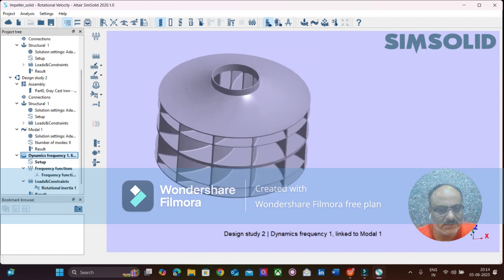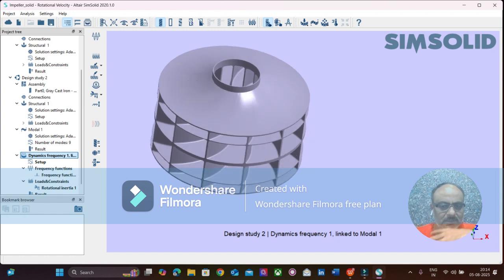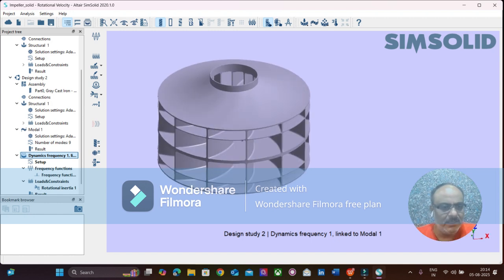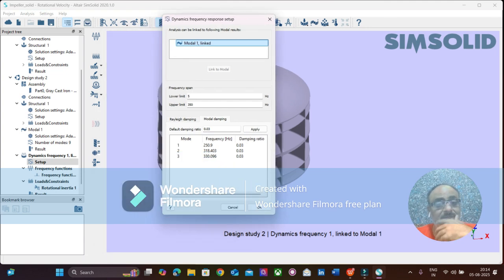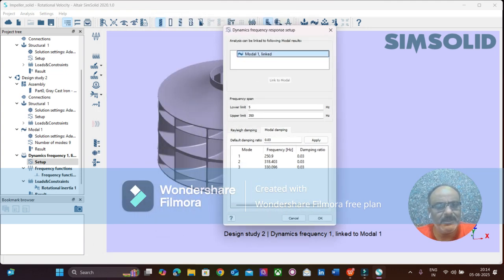This particular model is the same 3D CAD model, and we are giving a setup. Here you will find that this particular system, the setup, the dynamic frequency, which is the frequency response, is linked to model 1. Model 1 is nothing but the modal dynamics, the natural frequency analysis or the normal mode simulation we performed. And whatever is linked, the values are linked. So the normal mode values are 250, 318 and 330, which means it is linked to it.